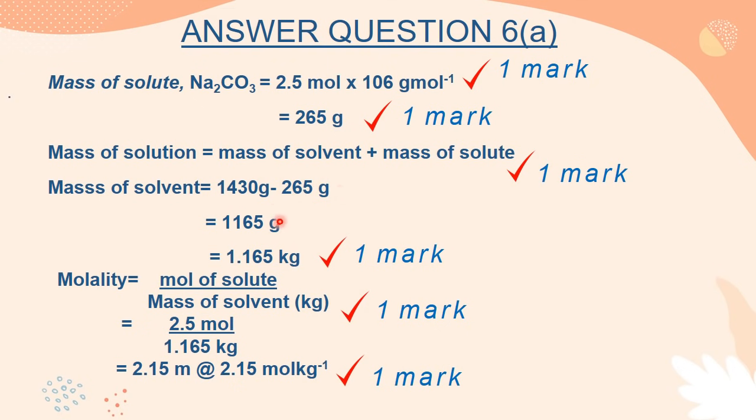After that, we convert from gram to kilogram. 1165 divided by 1000. So you can get 1.165 kilogram. So molality equal to mole of solute divided by mass of solvent in kilogram. So after that, you can get the answer 2.15 molal, or you can write 2.15 mole per kilogram.